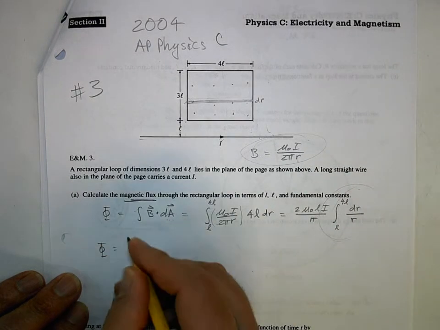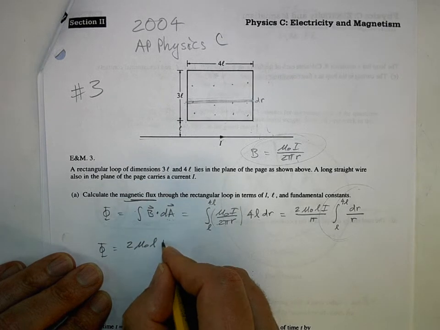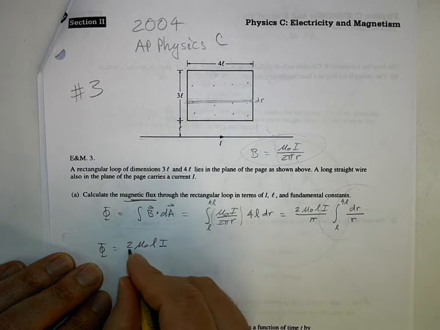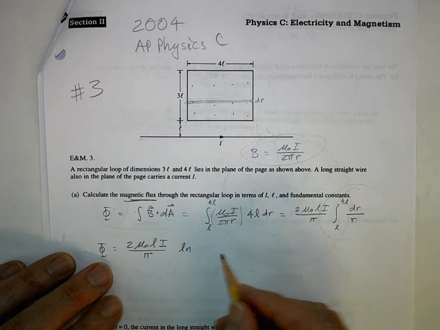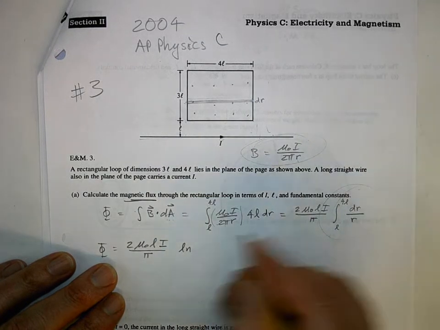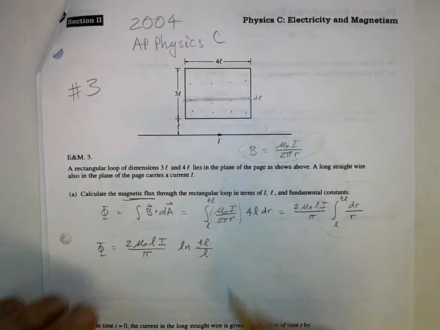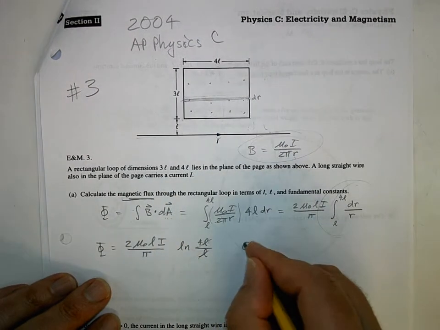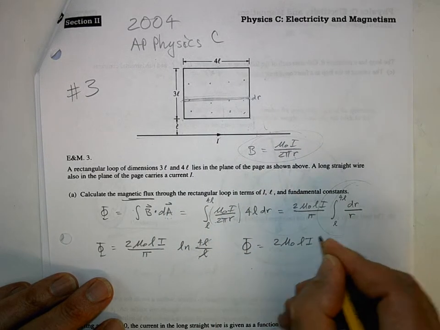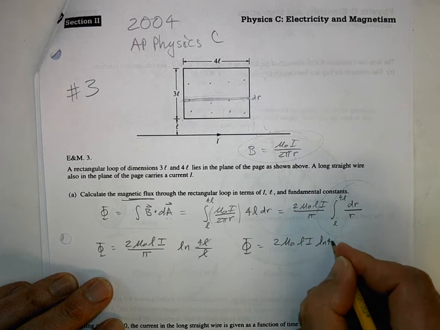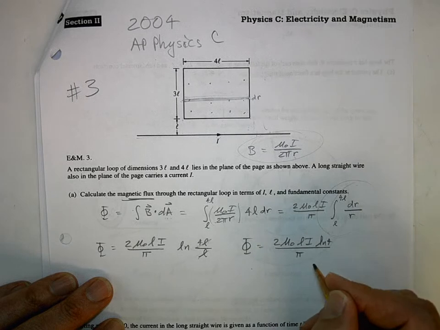So the flux is just equal to, let's write out all the constant stuff, 2 mu naught L I over pi. And this is going to be the natural log, when you evaluate this, of r, but r goes from L to 4L, and remember when it's natural log you just divide it, so it's the natural log of 4. So the amount of flux in there is just going to be 2 mu naught L I times the natural log of 4, all over pi. Very nice.